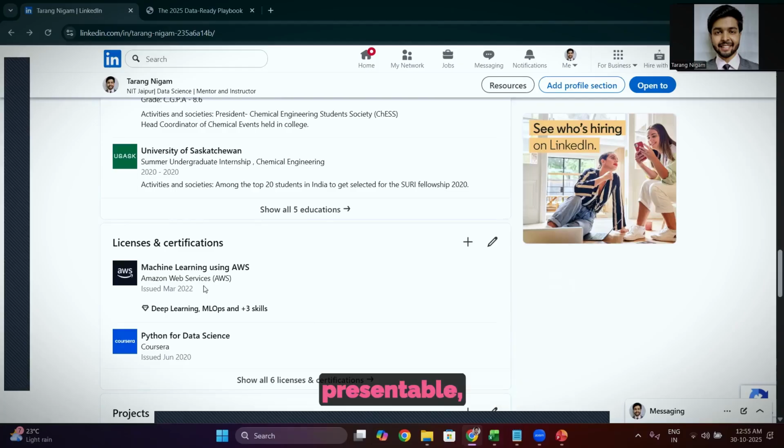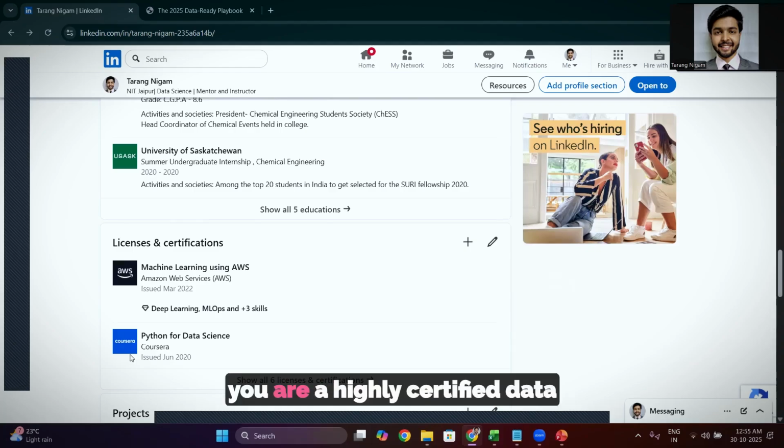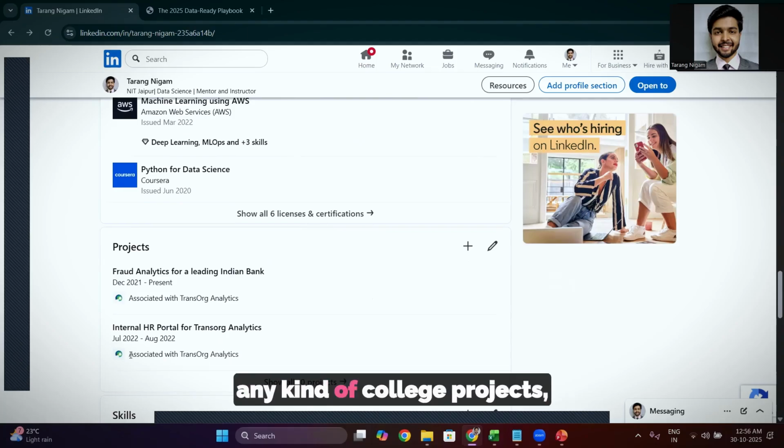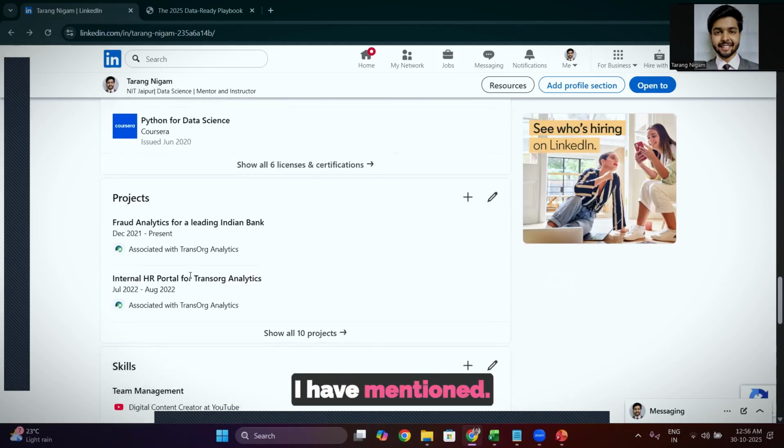In order to make yourself presentable, you have to mention all the licenses, all the certifications, all the courses that you've done, so that the next person gets an idea that you are a highly certified data analyst or data scientist who has a keen idea of learning and has created some impact in the work he has done so far. So you have to mention that as well. Any personal projects, any college projects, any freelancing projects that you've done, you can mention those projects as well, along with the impact they created and the work you have done. You can mention those projects in detail, like the one which I have mentioned.